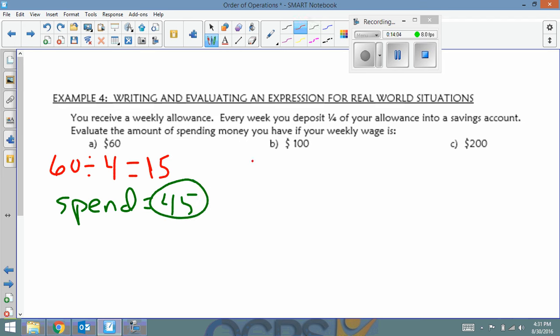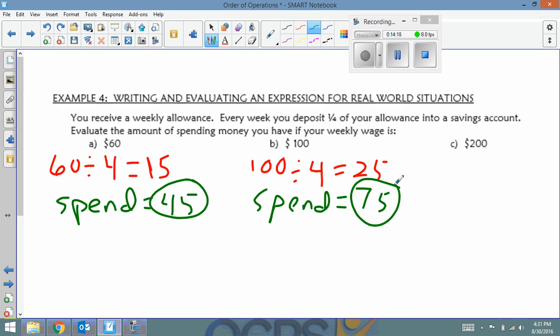Okay, on this one, we're going to take 100. We're going to divide it by 4. That's going to be 25, which means for spend money, if we're putting 25 of our 100 in the bank, that means we have 75 left to spend. And then lastly, for 200, again, we're dividing it by 4 because our money is going into this bank, which leaves us with $50 going to the bank, which leaves us for spend money $150.